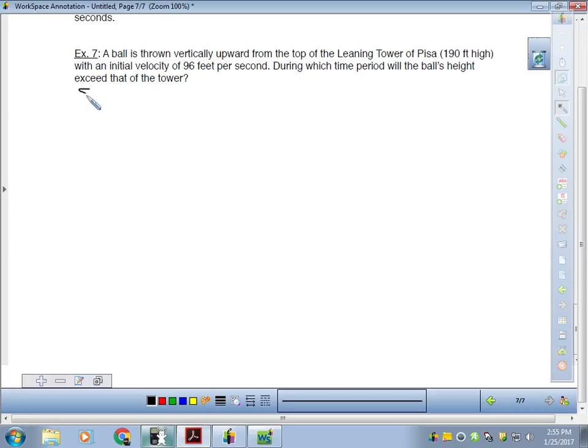Well, first off, let's write an equation for the ball's height. So say s of t equals negative 16 t squared, and then our initial velocity is 96, and it's upward, so that's a positive, so we'd say plus 96 t, and then our initial height is 190 feet, so it's going to be plus 190. So this is the equation for the ball's height.